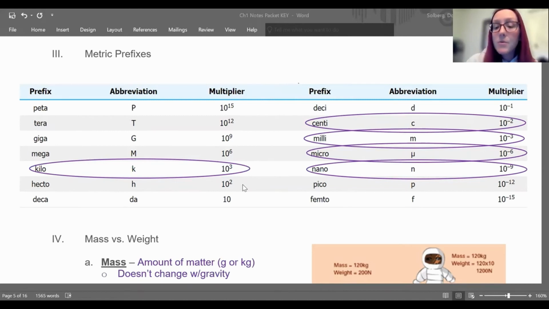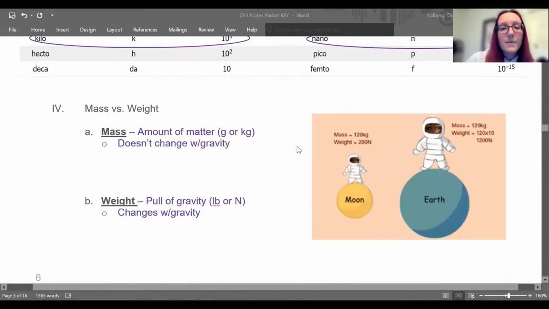Okay, and if you need help with metric conversions, you might want to check out my website. I do expect you to be able to use these numbers and reference them. I do not expect you to memorize all of these. Okay, this class is not based on memorization. It is based on application.